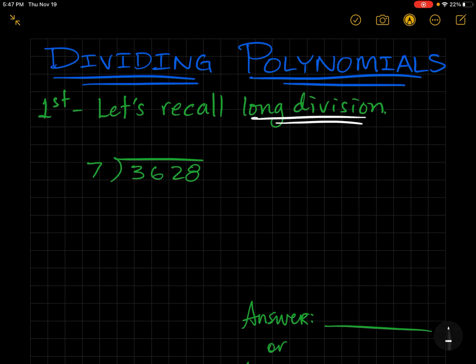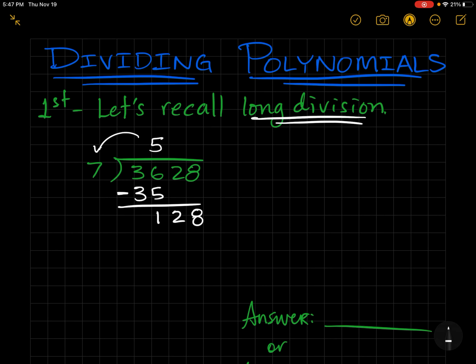We start off by saying, how many times does 7 go into 3? Oh, it won't go. So we say 7 into 36, and that goes 5 times. And then we multiply around this way. I'm sure you remember. And notice we subtract, so we put the negative sign here. And now we just bring the rest down. Now, maybe in elementary, I wouldn't have brought the 8 down. But for this, I bring everything down.